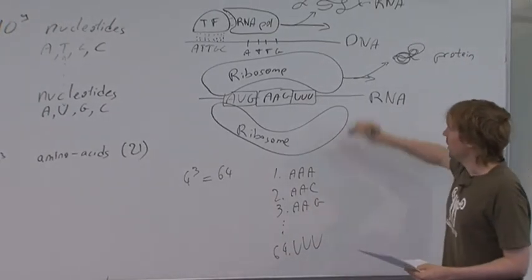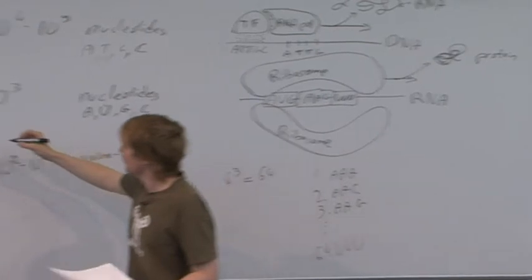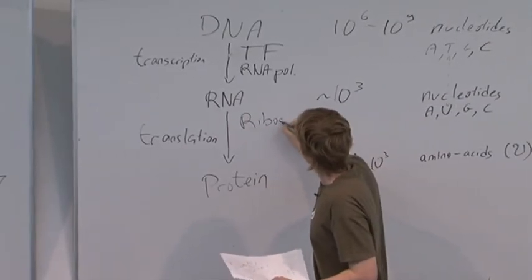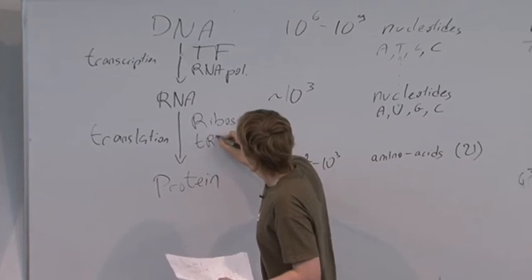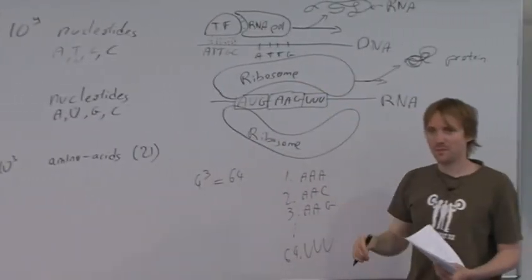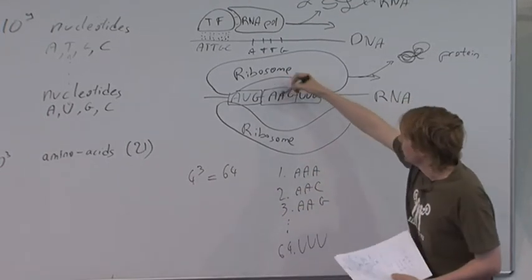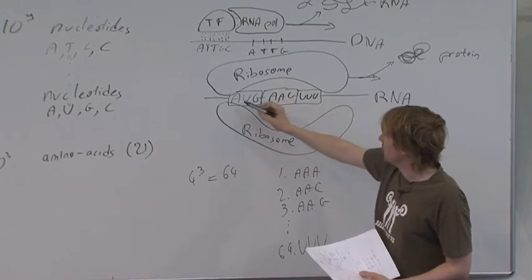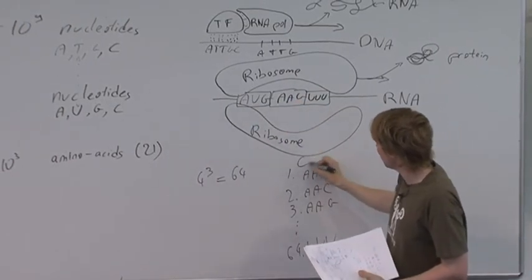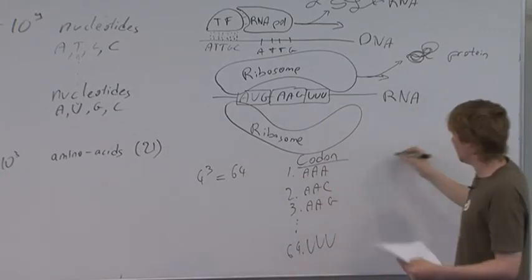Okay, and now the ribosome uses another helper molecule, which is called tRNA. So let's write them here. Ribosome, tRNA. The ribosome is the big molecule that carries out the work, but it uses tRNA, which are the molecules that recognize these triplets. Just so that you've heard the name. So to do translation, you need ribosomes and you need tRNAs. A triplet of nucleotides like this is called a codon. It's called a codon because it codes for something, and it codes for an amino acid.